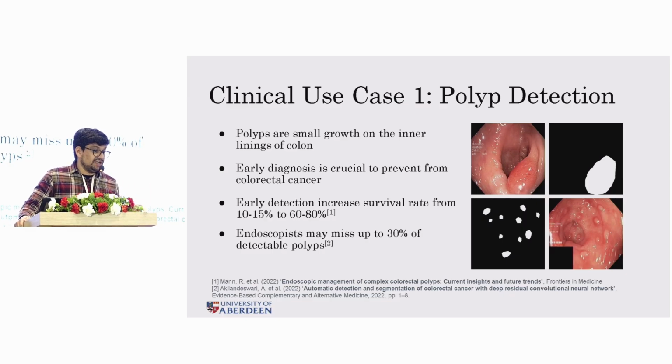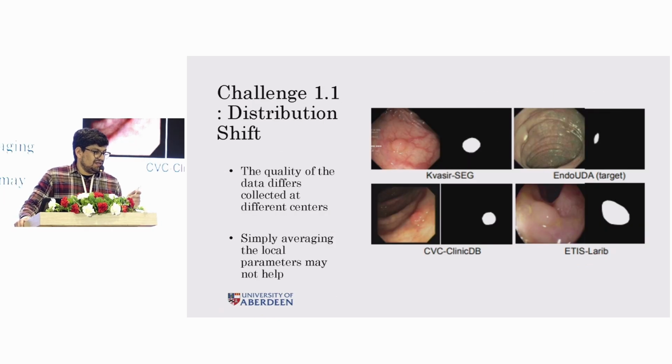There is also a study that says endoscopists may miss up to 30% of the detectable polyps. So maybe here, AI can be used to detect the polyps early and save patients' lives. Right, so as I said, the challenge is distribution shift.